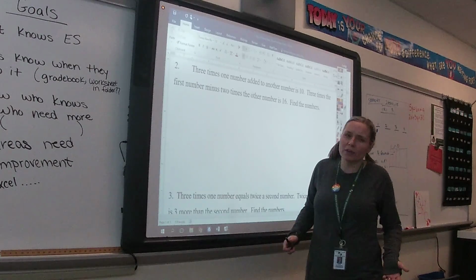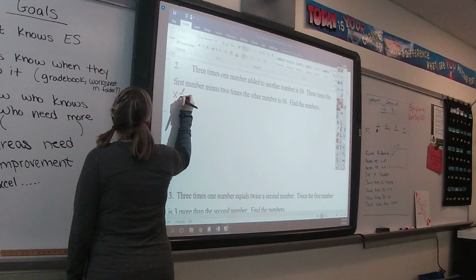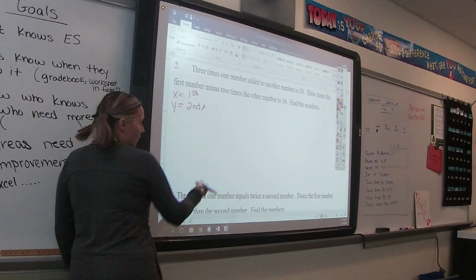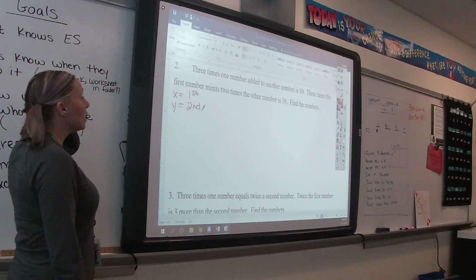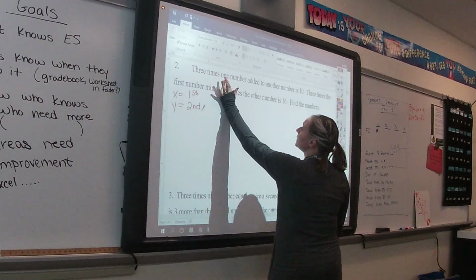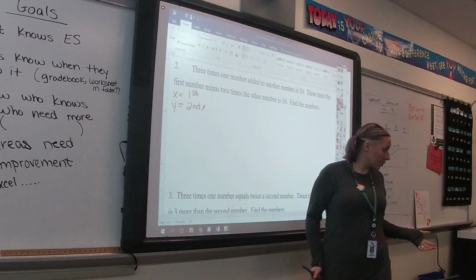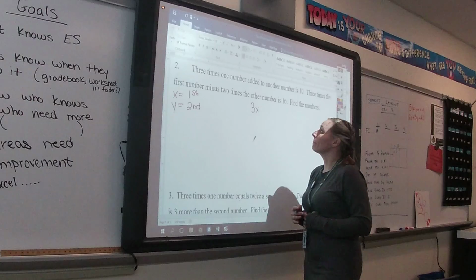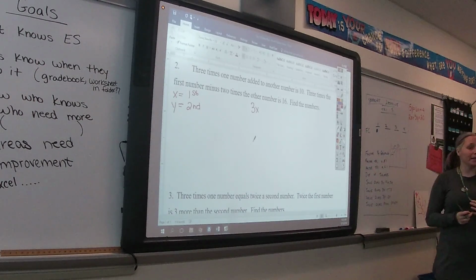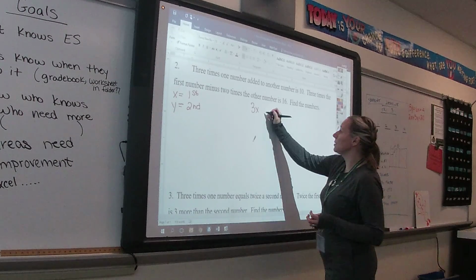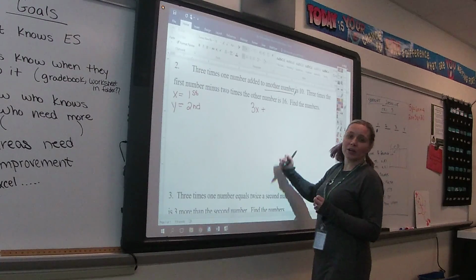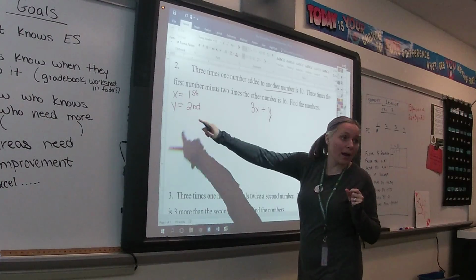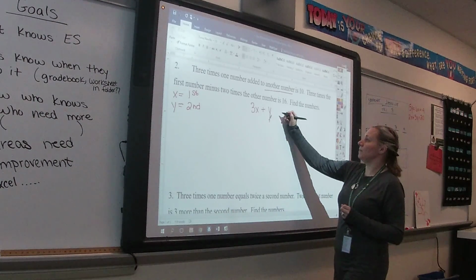So you could choose whatever letters you want. The majority of my students are going to choose x as the first and y as the second. So wouldn't it be 3x? Okay, so if we start going through 3 times one number, 3x. Okay with that? Yes. Added to another number, so plus y, because that's our other number, and then equals 10.